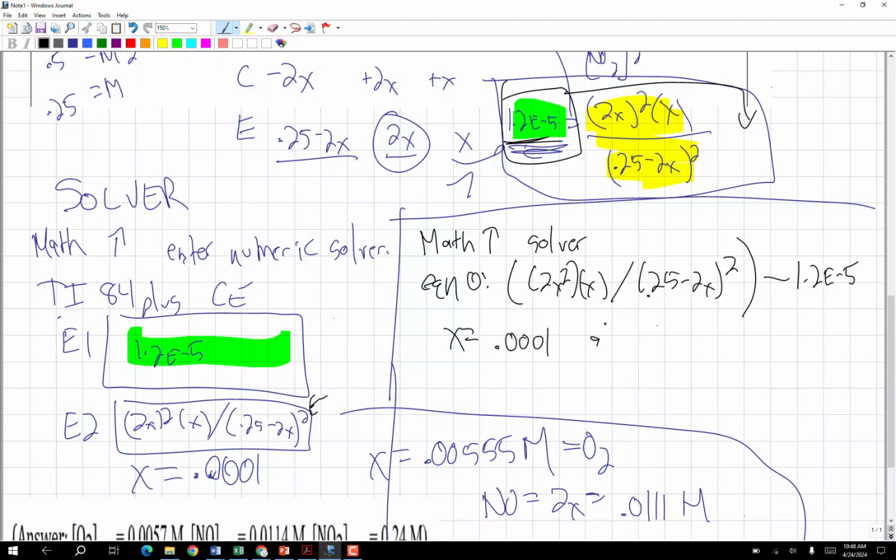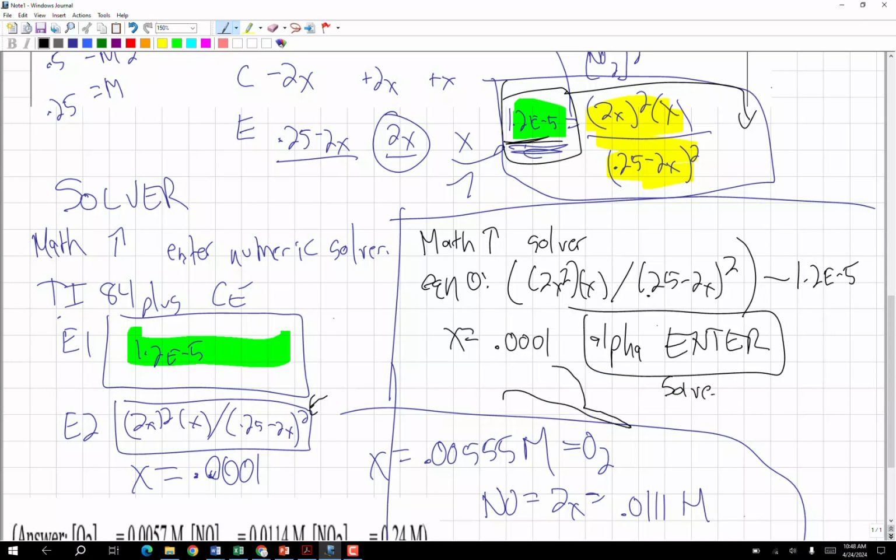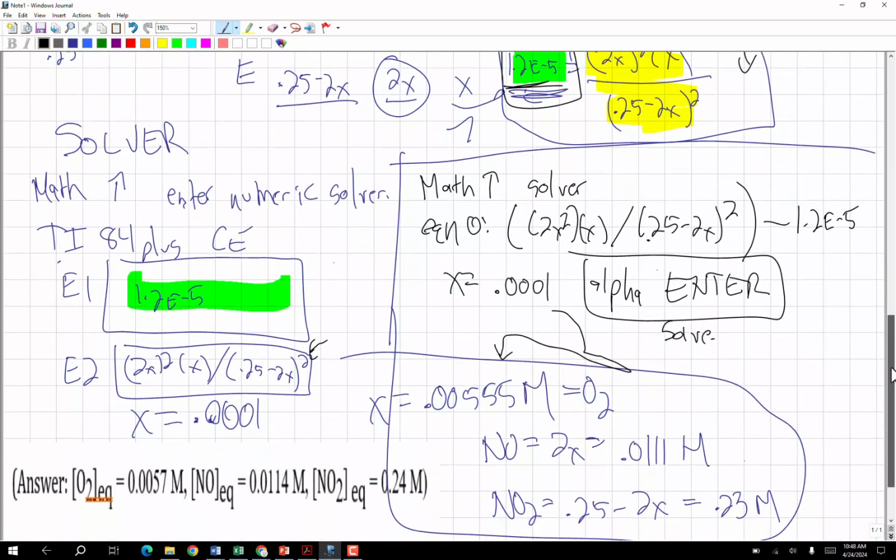And then you're going to hit alpha. That's how I got it again. Enter. I don't think I said that very well on this one. Alpha, enter. And that's really the solve button. And you get the same answer for x, and the same thing we did here.